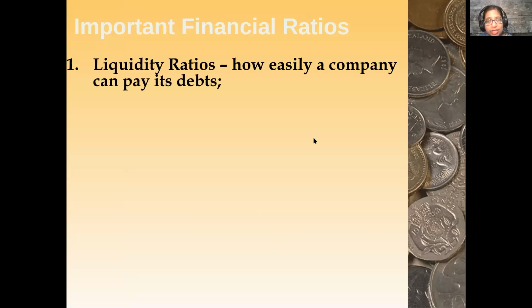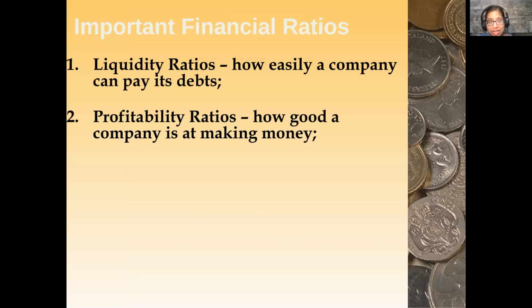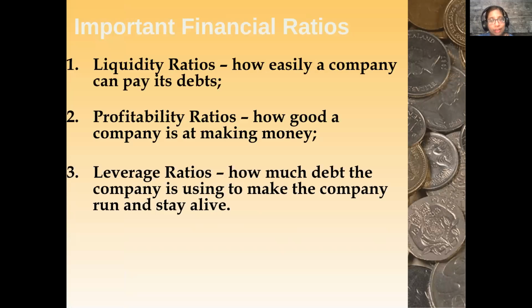Number one is liquidity ratio, which measures how easily a company can pay its debts. Number two, profitability ratios, which measure how good a company is at making money. And thirdly, leverage ratios, which is basically how much debt the company is using to make the company run and stay alive. So obviously, it's not very wise to have too much debt in order to run your company. All right, so those are the three main financial ratios, and each one will go into a little more detail.